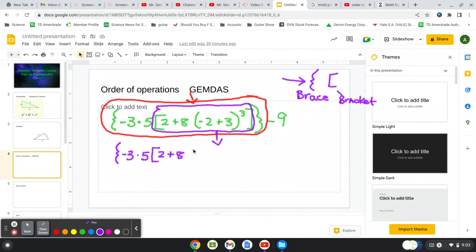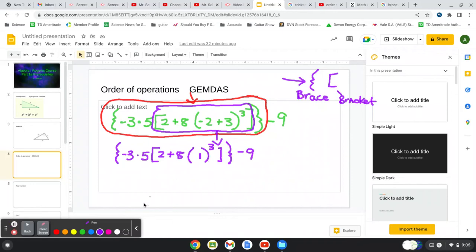And we're going to do the parentheses now. So this is going to give us a 1, right? -2 plus 3 is 1, and it's cubed, and we're closing the bracket and the brace, -9. All right, so you should have gotten there. If you want to continue, I'll pause it.